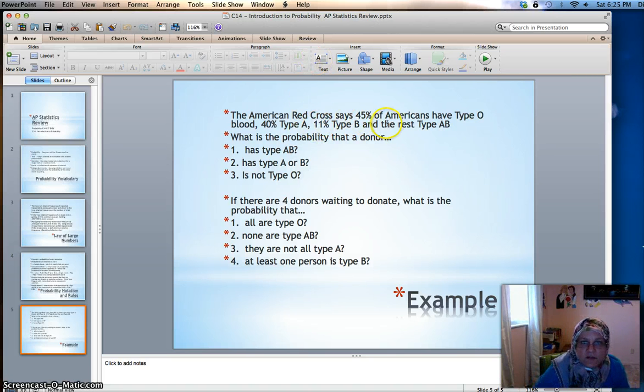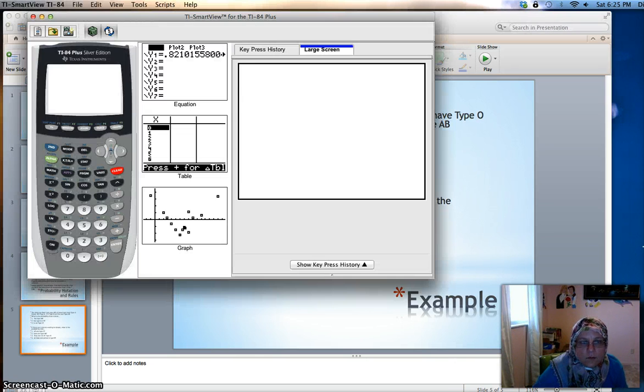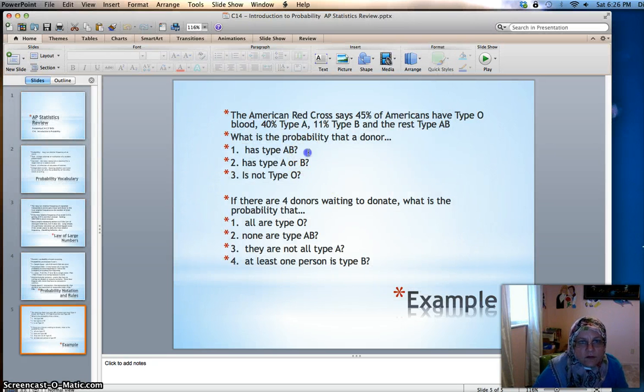So the American Red Cross says 45% of Americans have type O blood, 40% type A, 11% type B, and the rest type AB. What is the probability that a donor has type AB? So basically we know that if we have everything that can happen, all the probabilities when written as decimals need to add up to 1 because that would be the entire sample space. So we can do 1 minus all these other guys to find the probability of type AB. So 1 minus 0.45, that's the type O, and then 0.4 and 0.11. And that leaves 4% of the population as type AB.